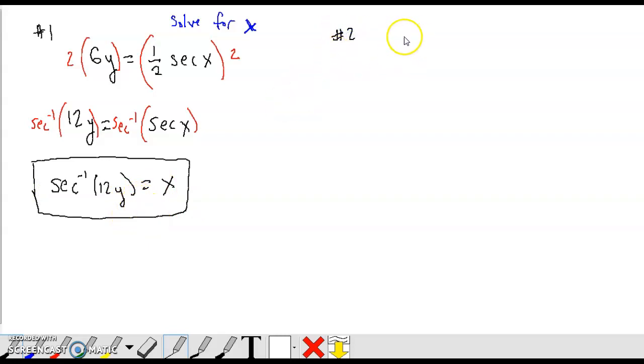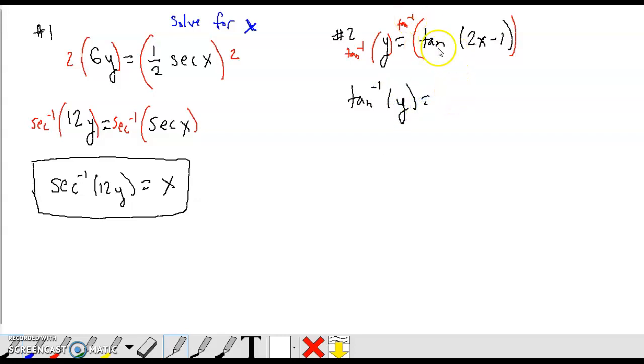All right, let's try a second one. What about this one? So again, solve for x. y is equal to tangent of 2x minus 1. Well, on this problem, we can already see that the trig is by itself. There's no number on the outside of the tangent. So I'm going to apply the inverse to both sides. So inverse tangent of y is equal to, and again, these cross off, 2x minus 1.